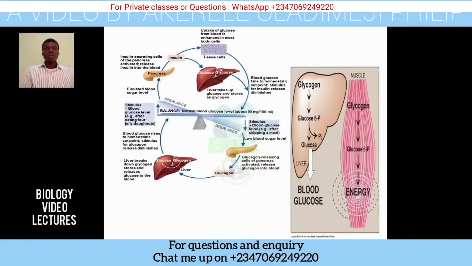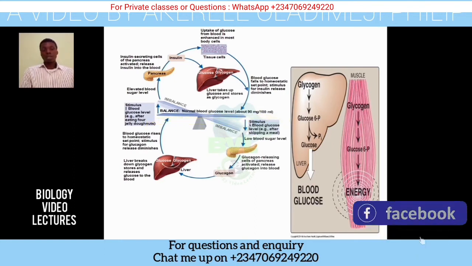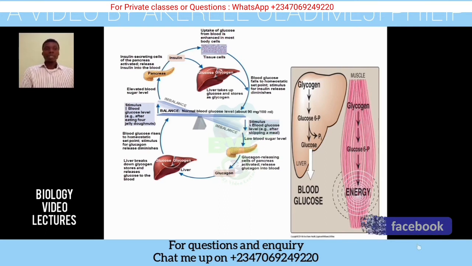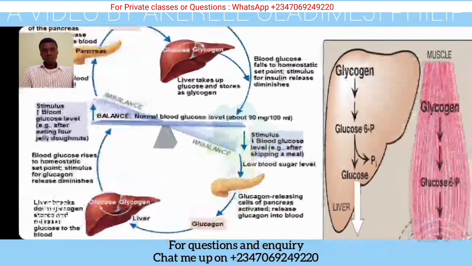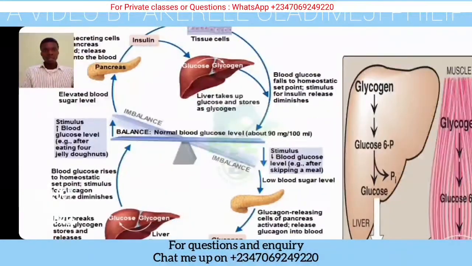Now, looking at this diagram here, you see a balance of glucose in the blood, that's about 90 milligrams per 100 ml of blood. We start around here. When you have just finished eating a nice food, let's say it is written here, 4 jolly donuts, we'll zoom that in. Now, yes, the glucose will rise.